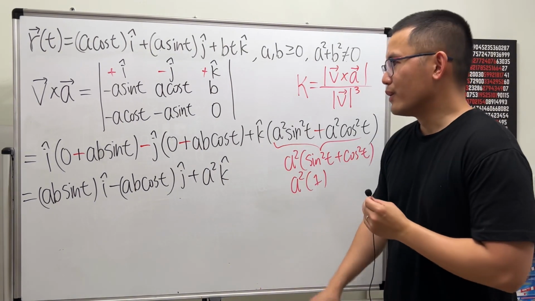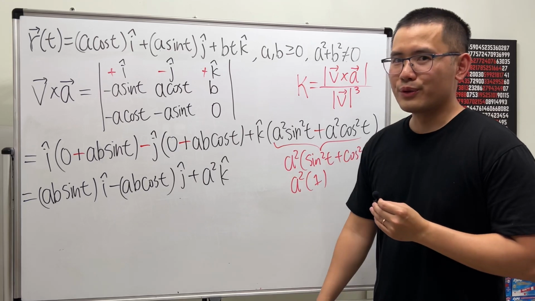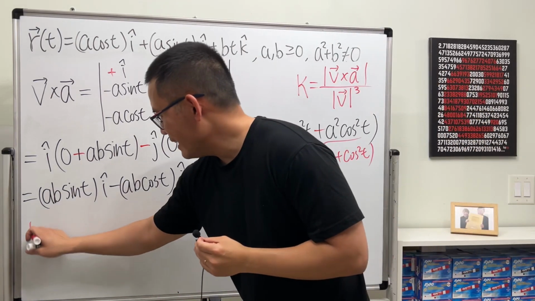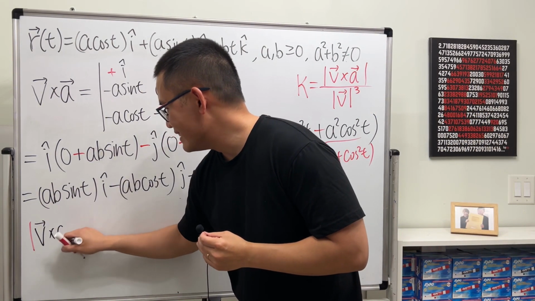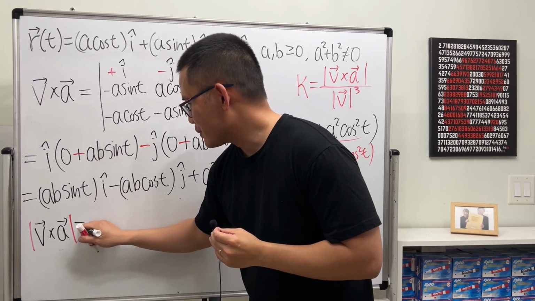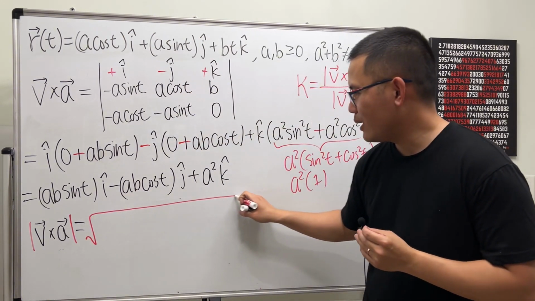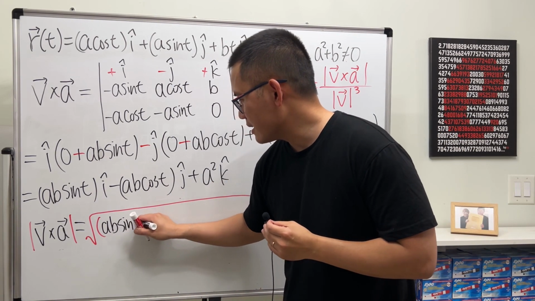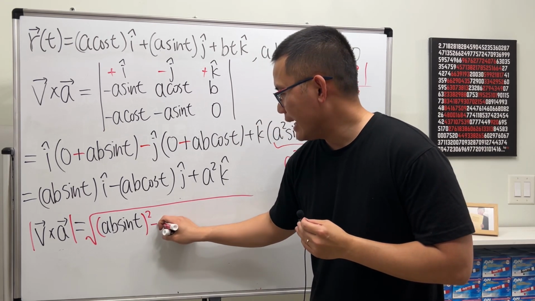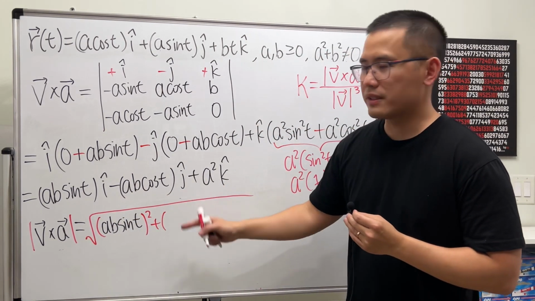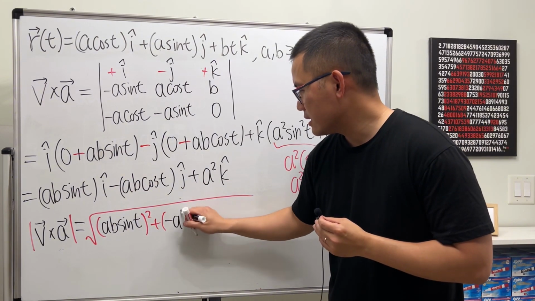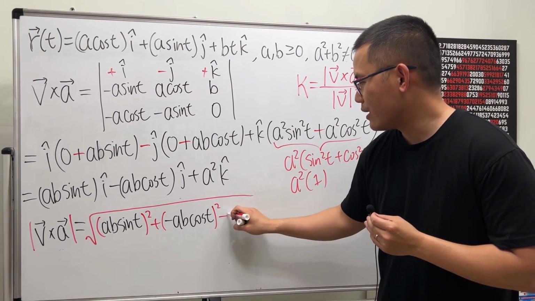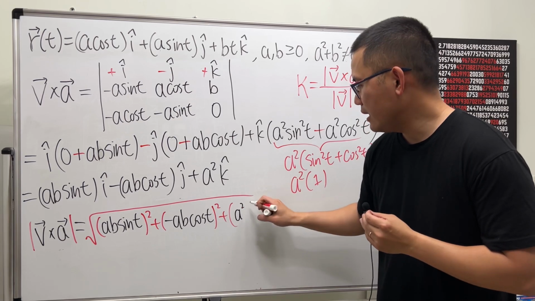Okay, now we are going to look at this, and then we are going to find the magnitude of it. So the magnitude of v cross a. This is equal to, we open the square root first, and then we square the first component, so ab sine t, square that, and then we add that with the second component squared. Technically here it's going to be a minus, then square, and lastly, we also have to square the a square. So a square and then square that.